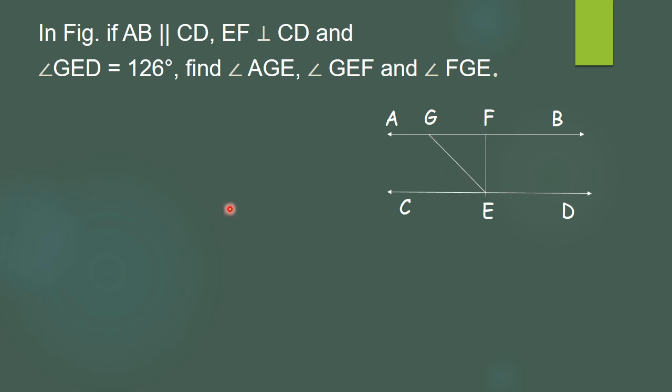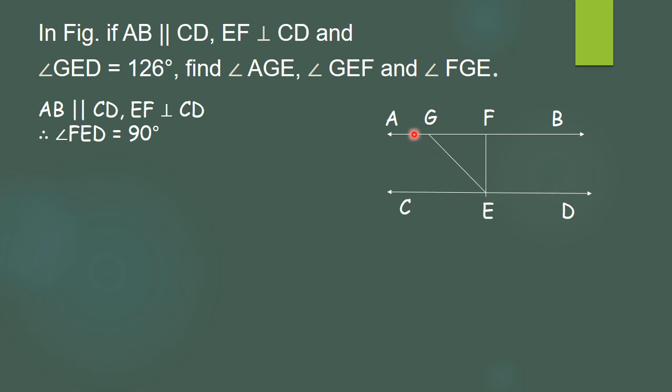Now to solve such angles, first, what is the given? AB is parallel to CD and EF is perpendicular to CD. What is meant by perpendicular? It makes an angle of 90 here. So we get angle FED will be 90. So this angle, that is angle FED, is 90.